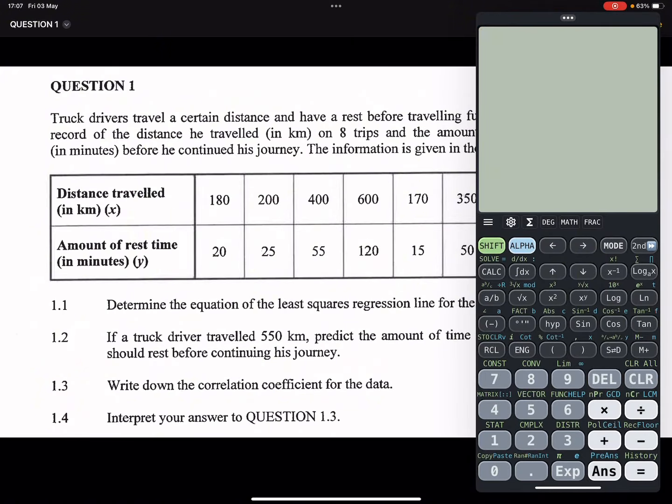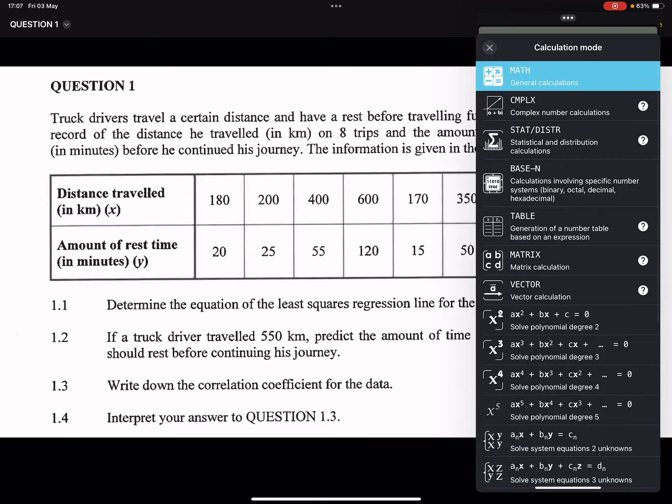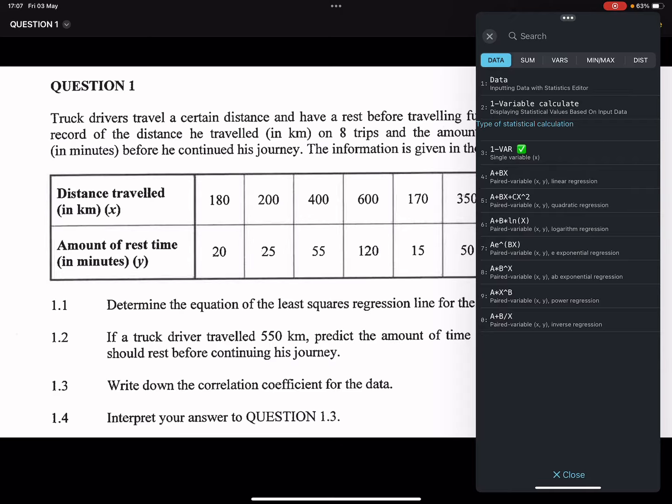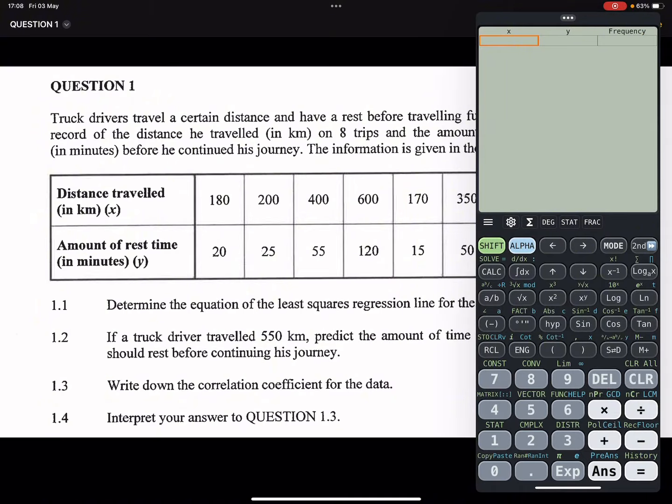The first question they wanted us to determine the equation of the least square regression line. And you'll see that after you've pressed mode and you press stat, option 2 has got that a plus bx. So you're going to press option 2 again. On my calculator, it almost looks similar. I'm going to press stat, and on mine it's option 4, that a plus bx. Okay, so now let's insert the data.